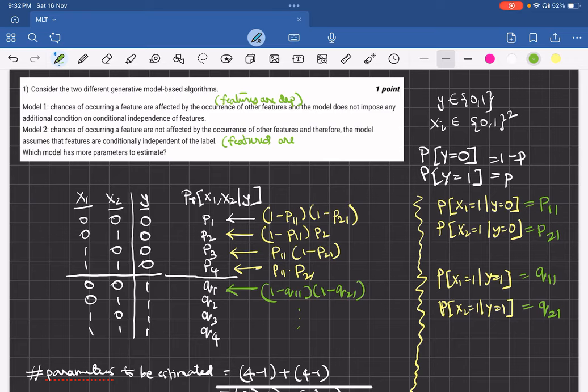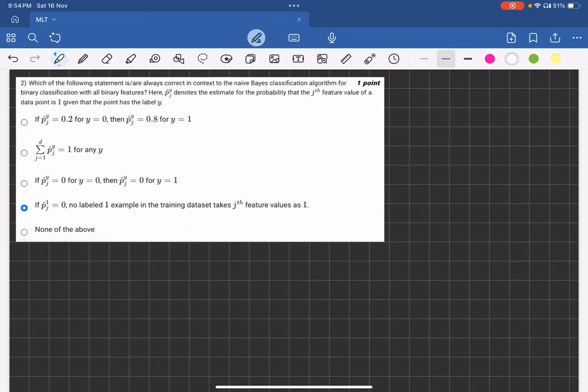Okay, so this should be independent. Features are independent. So when features are independent, we have fewer parameters. So which model has more parameters? Model 1, right? So here's the question: which of the following statements is correct in the context of the naive Bayes classification algorithm for binary classification with all binary features?